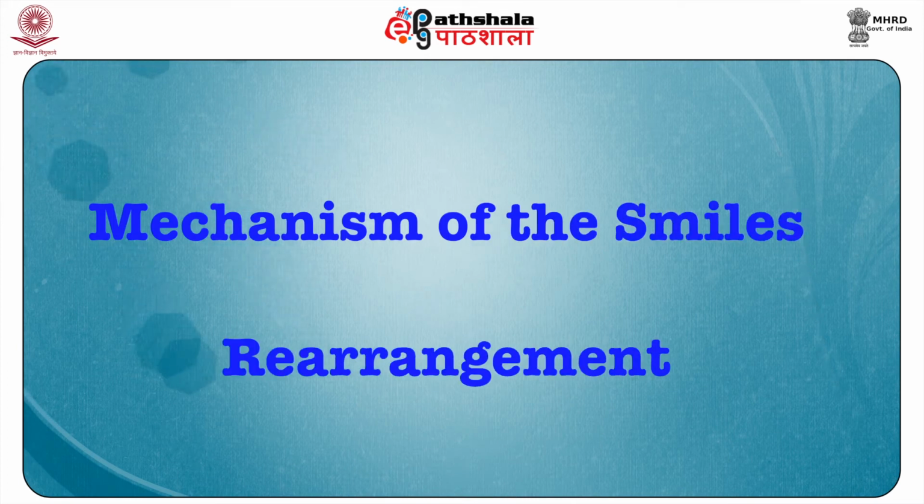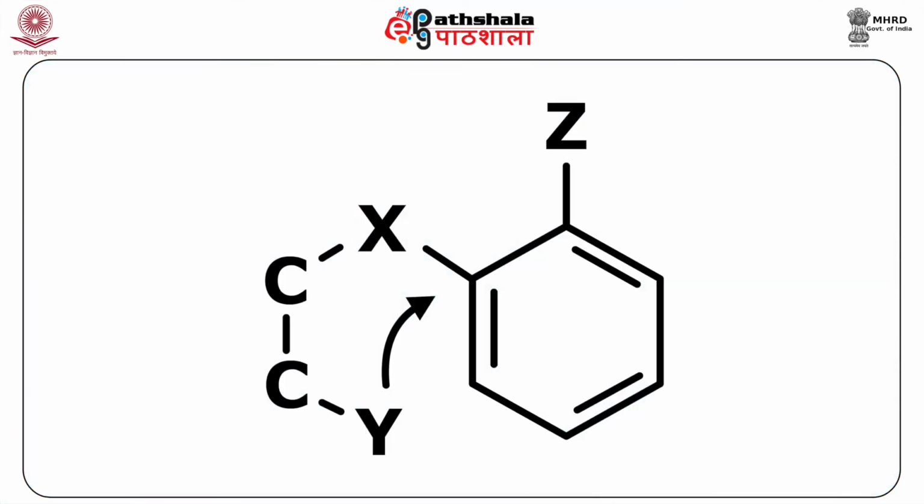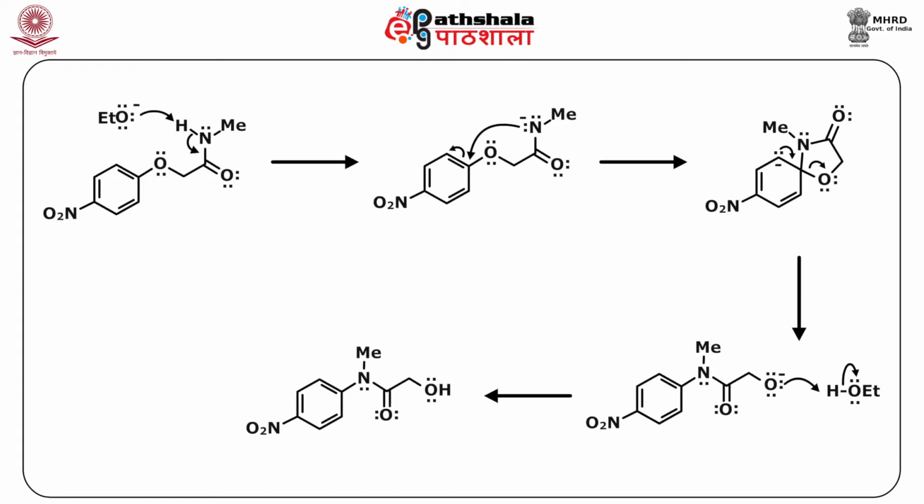Now let us shift our focus to the mechanism behind the Smiles rearrangement. Now in this example, where you can see the X directly attached to the ortho position, ortho to the Z, X is equal to oxygen and Y being a heteroatom is the nitrogen atom. The end group amine after loss of proton acts as a nucleophile and attacks the ring carbon, followed by detachment of the ether oxygen from the ring.